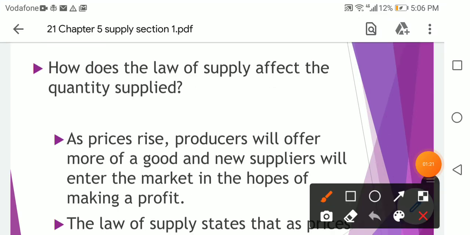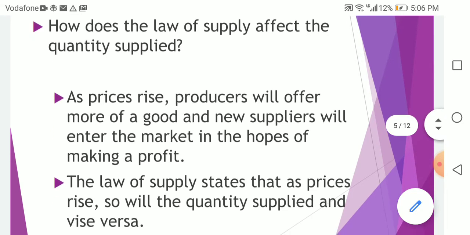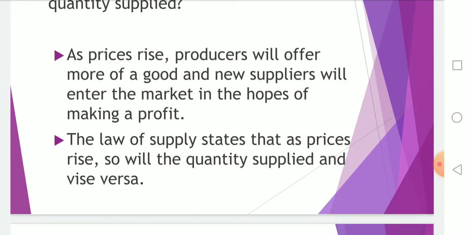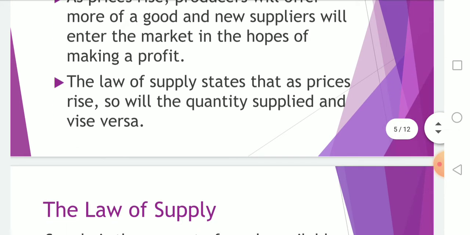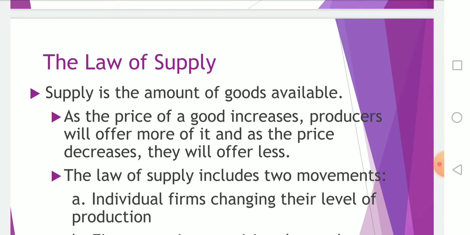So, how does the law of supply affect the quantity supplied? As the price increases, what happens to the quantity supplied? I think, of course, it will increase. Why? Because the supplier or the producer, his aim is to make profit. So this is the law of supply, which states that as prices increase, the quantity supplied also increases, and vice versa.